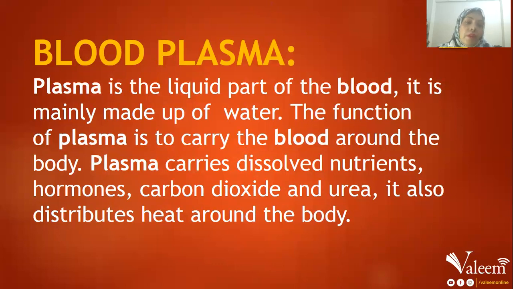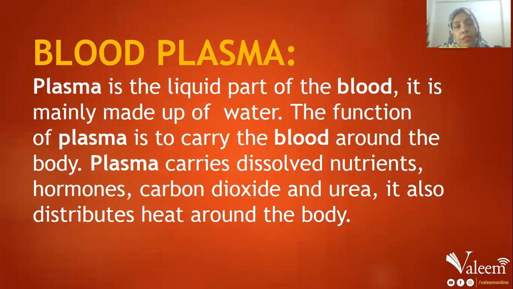The function of the plasma is to carry the blood around the body. The plasma carries dissolved nutrients, hormones, carbon dioxide, and urea. It can also distribute heat around the body. There are a lot of nutrients present in the plasma, like proteins, minerals, fat, vitamins, calcium, and magnesium, which perform different jobs. For example, the calcium in the plasma is supplied to the bones and teeth. If the plasma has protein, it is supplied to our muscles.